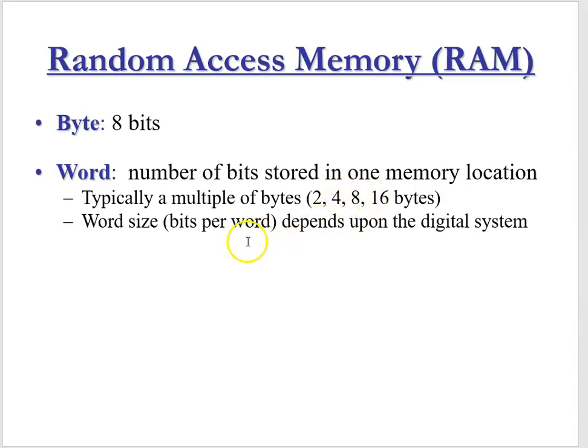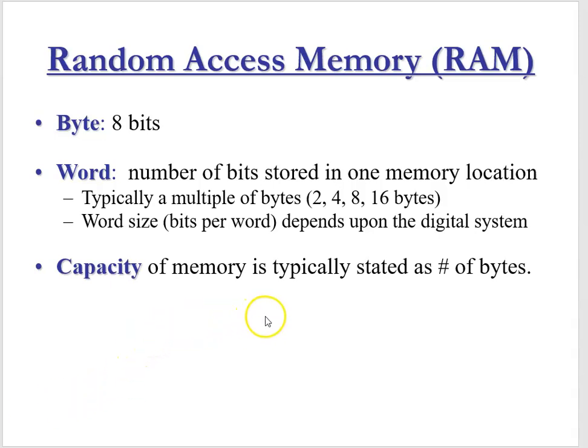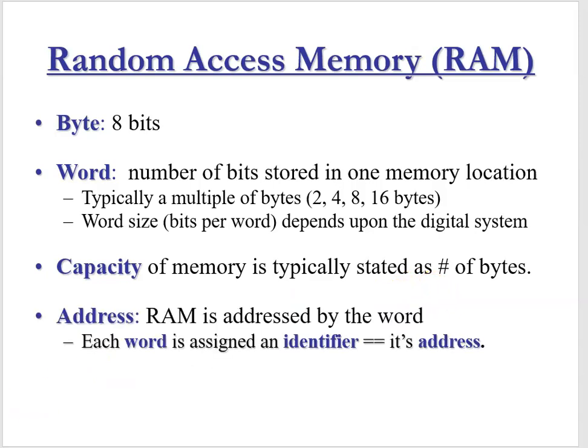So the word size depends on the digital system. That's the number of bits per word. We can go by the number of bits per word, but typically we'll be going by the number of bytes per word, since words in systems today are all multiples of bytes. So the capacity of memory, again, typically states the number of bytes the memory can store.